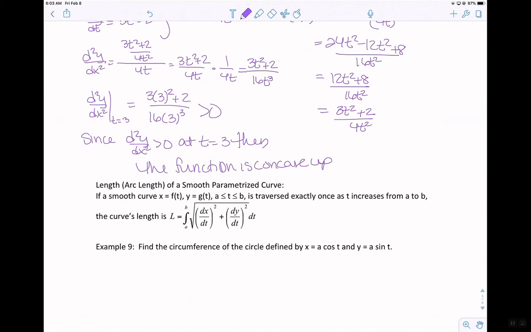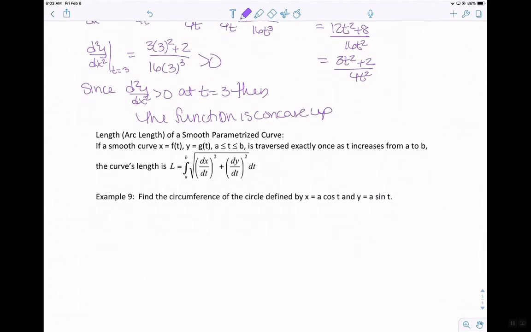So now we're going to do one more thing, which is finding arc length. So arc length is like circumference. So it's the distance around that the particle would travel. Okay. So let's take a look at finding the circumference of the circle that's defined by x is equal to a cosine of t and y is equal to a sine of t. So I'm going to use this formula.